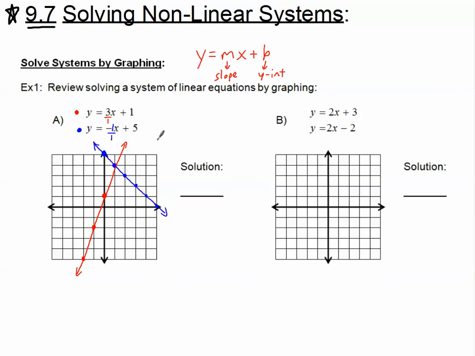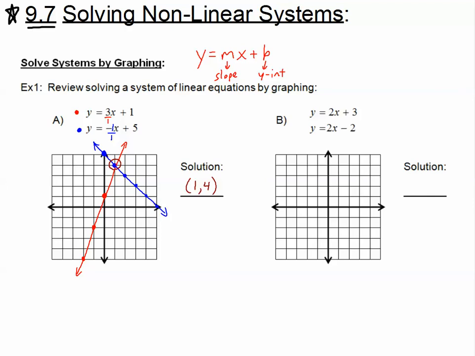To solve a system means that we need to find where these two lines intersect, and we can clearly see that they intersect right here at this ordered pair, and I'm going to name that ordered pair, which is 1, and then up 1, 2, 3, 4, so our solution is (1, 4). Done.